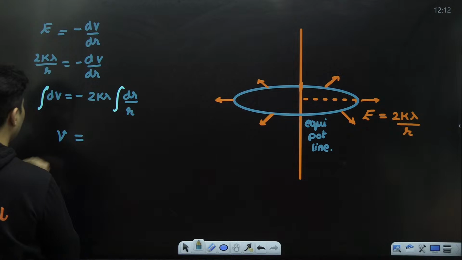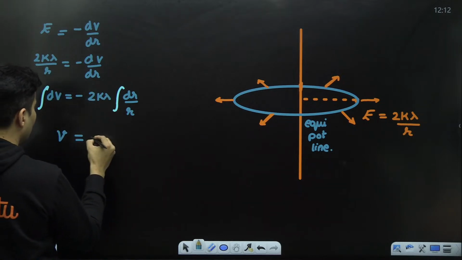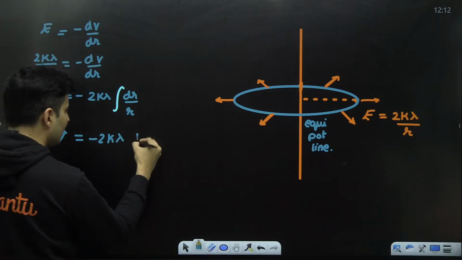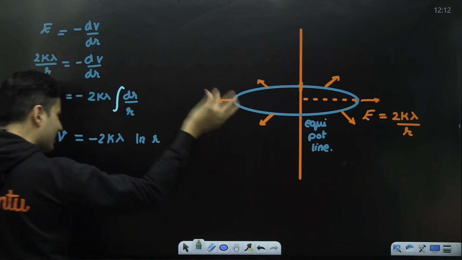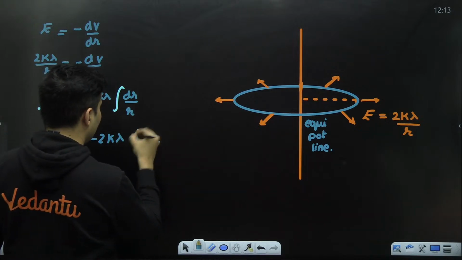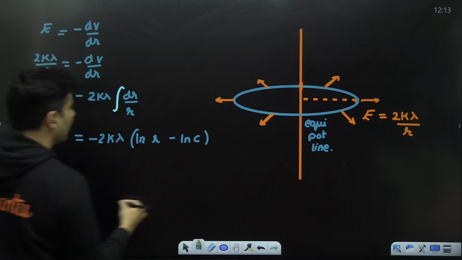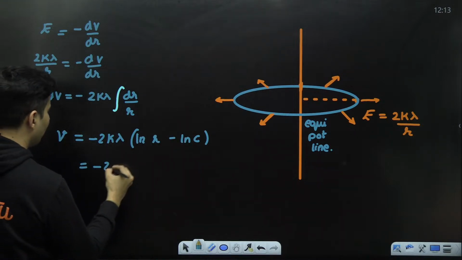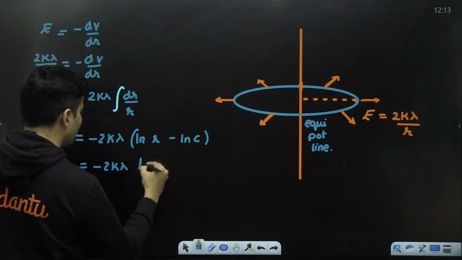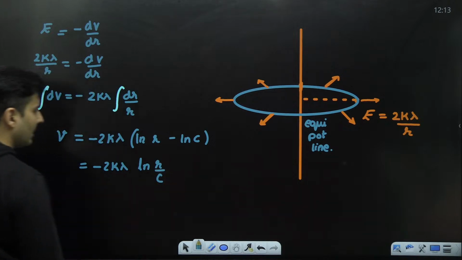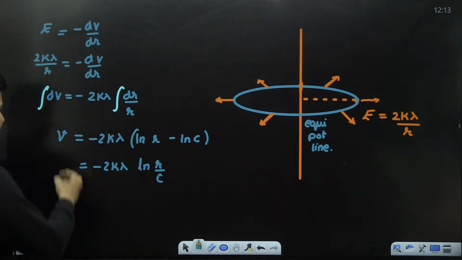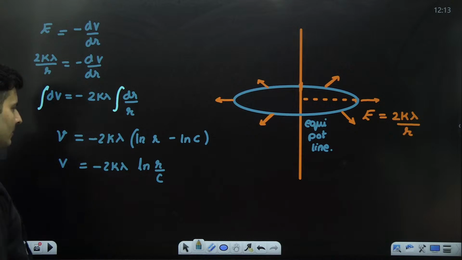So the potential will be minus 2k lambda, and the integral of 1 by x is log of x, so ln r plus some constant. We can always put ln of some constant over here. So this becomes minus 2k lambda ln r by c, since log a minus log b is log a by b. This is just some constant of integration. So this is the potential due to the wire on the y-axis.